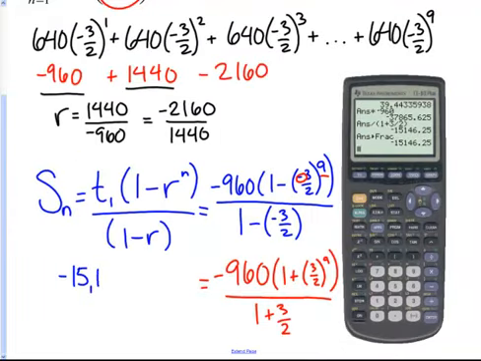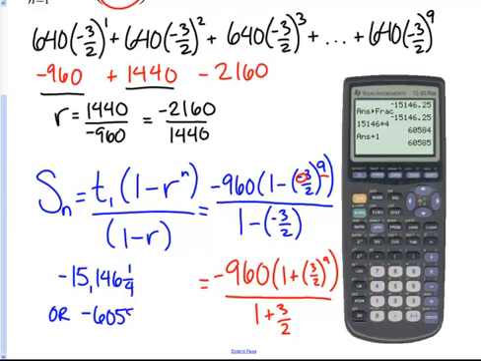So we can either write this as negative 15,146 and a fourth, or you can take the whole number, multiply it by the denominator, and add it to the numerator to turn it into a mixed number. So that's what I'm doing on the calculator there. So I would have negative 60,585, all divided by 4. That's a mixed number version of that answer.